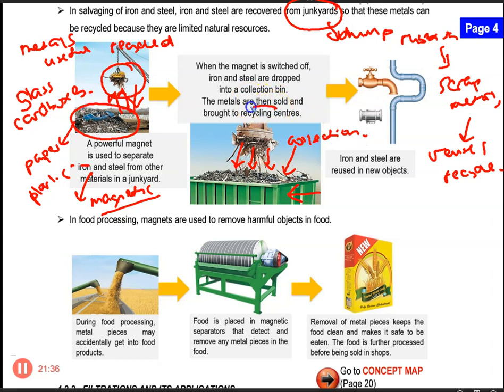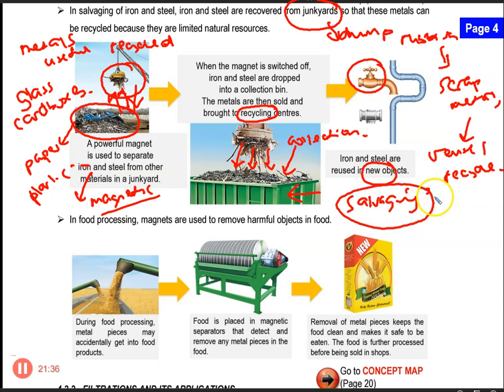The metal will then be sent to your recycling centers, and then they can be used to make, let's say, taps, pipes, or metal bolts in new objects. That is why we use the word salvaging, because the word salvage means to save something, and in this case we are trying to save the iron and the steel because we want to make sure that we can recycle it. Okay, now let's move on to the next one, which is food processing.